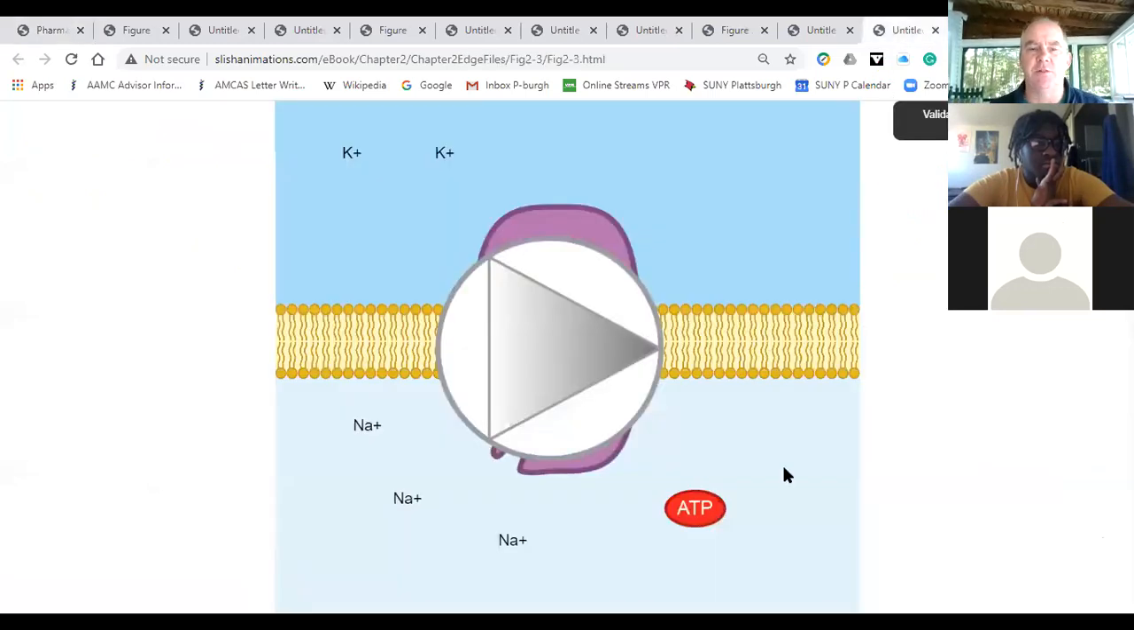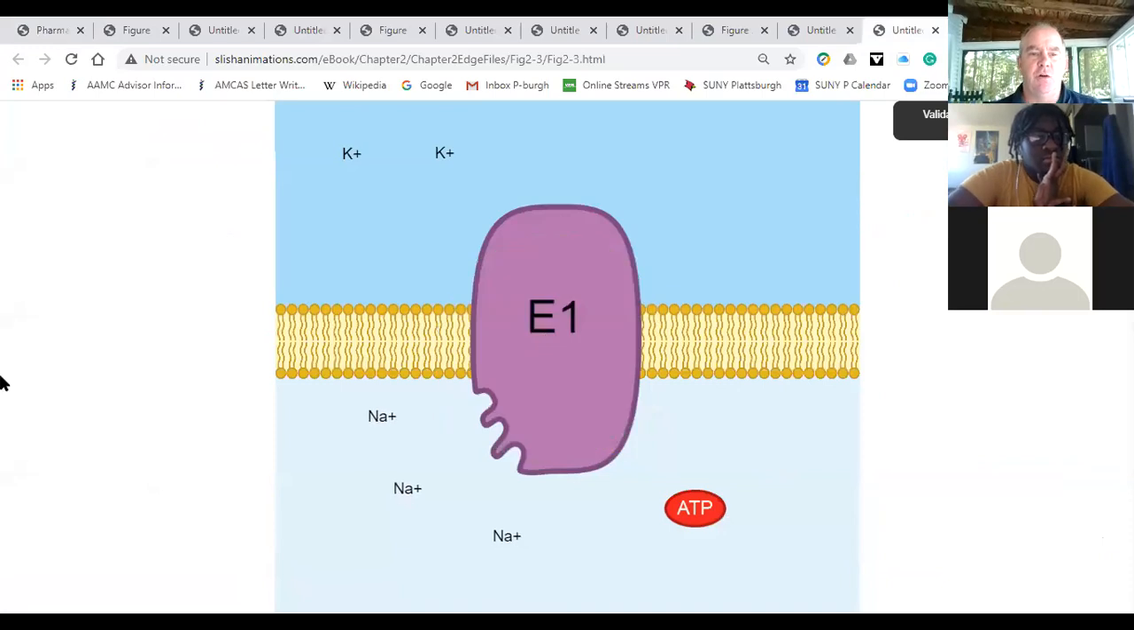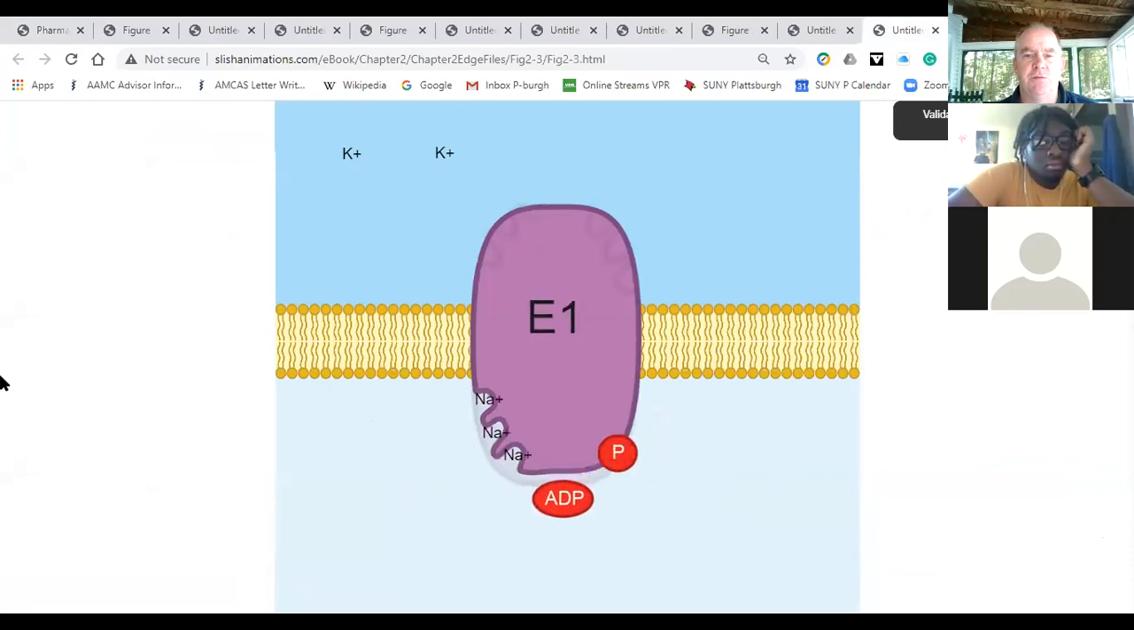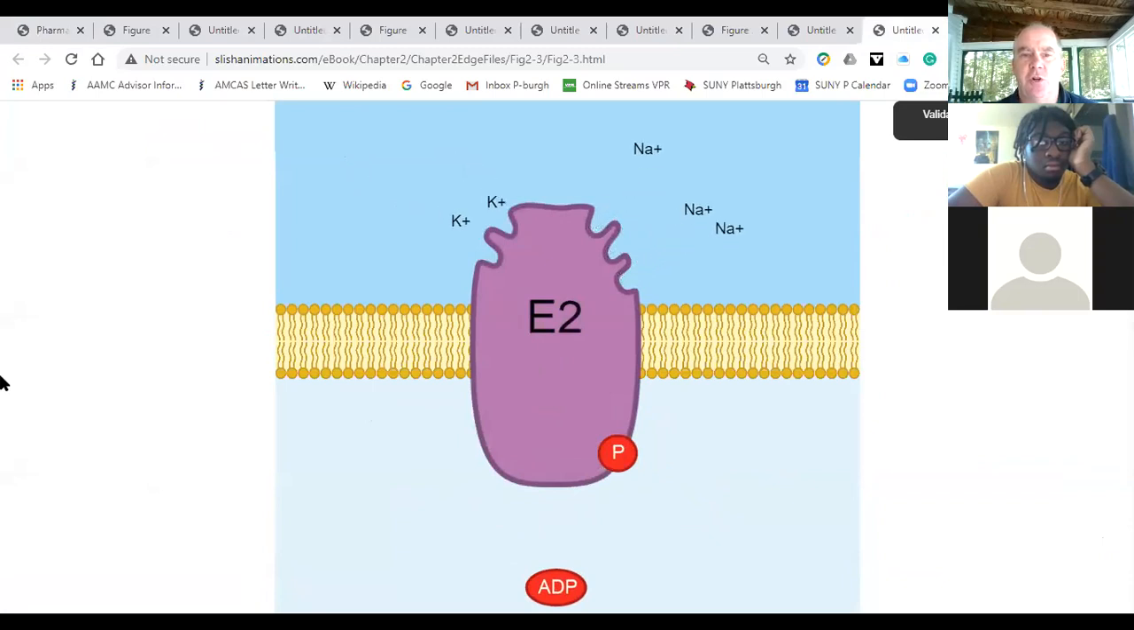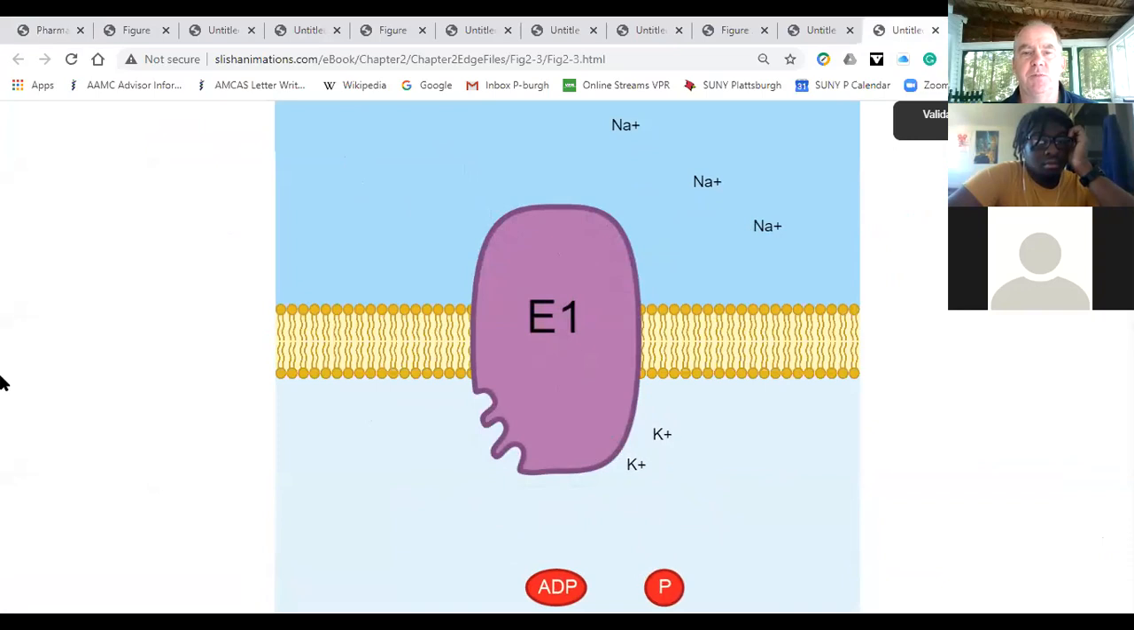Okay, here's our sodium potassium ATPase. It will bind 3 sodium on the inside of the cell, pick up an ATP, and phosphorylate itself, and that causes it to change into a different conformation. Sodium goes out, potassium binds. When the phosphate comes off, the potassium comes in.